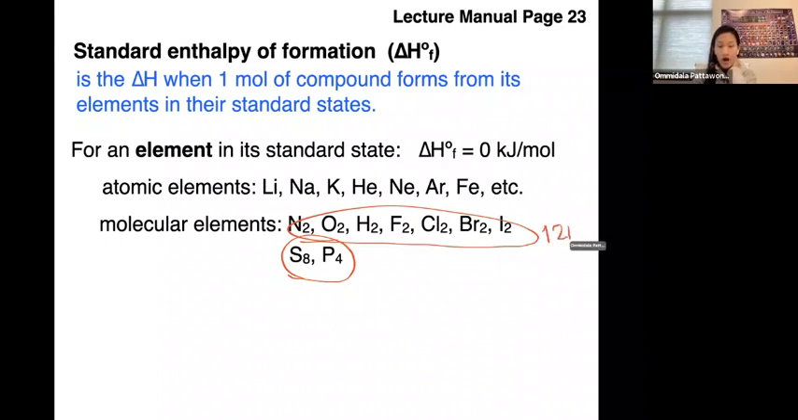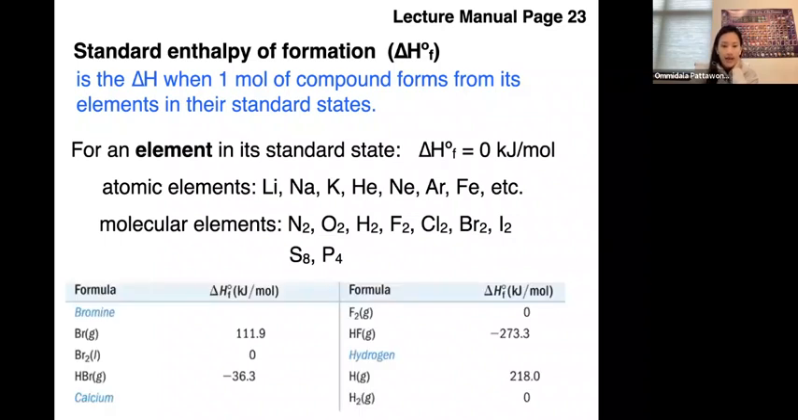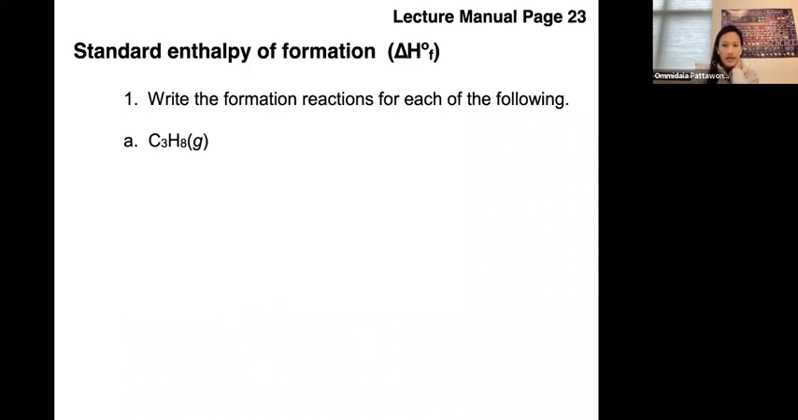Okay, so you will need to know that all of these in nature appear as molecular elements. So they come as a diatomic molecule. All right, so as you see again, all of these would be zero, right? So all of these molecular elements in their standard state would be zero, as I mentioned earlier. Okay, so let's take a look at how we can write the definition of this.